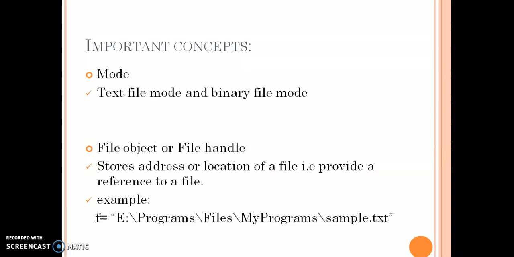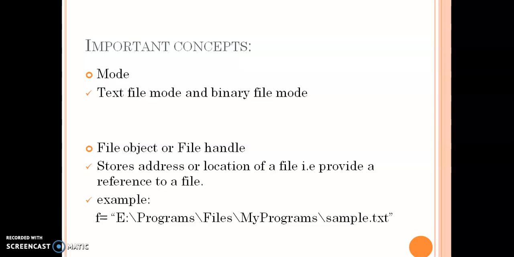Now, the ways of writing the mode in the text file mode and the binary file mode are a little different. For example, if I want to open a file in read mode in a text file, I'll just mention R, small letter R. R here represents read mode in a text file. Whereas if I want to do the same operation in a binary file, it will not be R. I'll have to write RB. R is for the read mode. B is because I am dealing with a binary file.